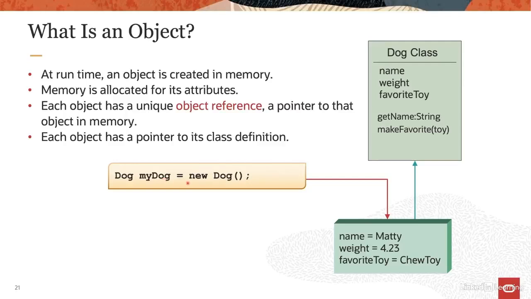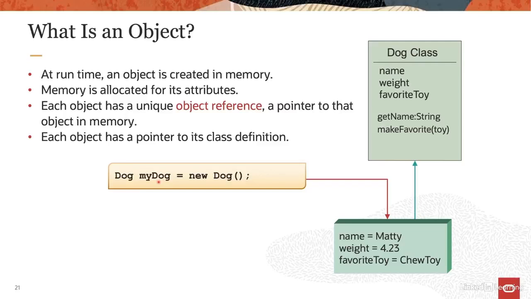So at runtime, when new dog is executed, the computer will look at the dog class, see it needs to create a data structure in memory that has a name field, a weight field, and a favorite toy field, as you can see down here. Give it the values that it's supposed to get, however it does it, which we're not going to talk about here. And now we create an object reference, the line that you see here, and that is now being pointed to or being used by myDog to reference that object.